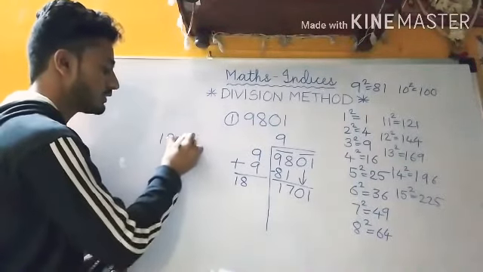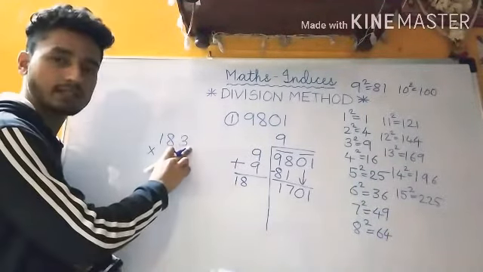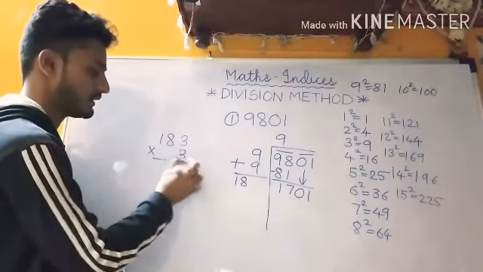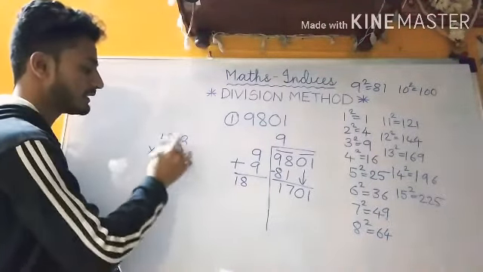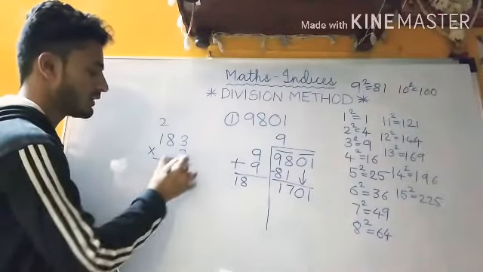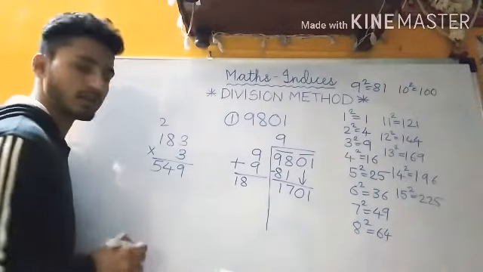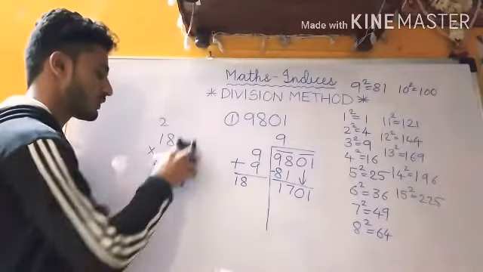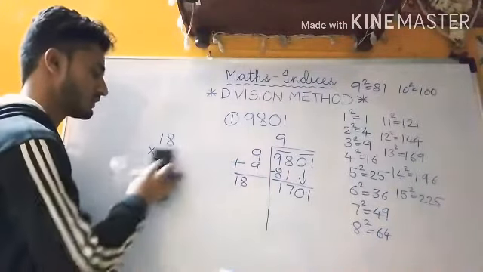Now I'll try for 3. Since I'm taking 3, I'm going to multiply it by 3 again. So 3 3s is 9, 3 8s is 24, 3 1s are 3 plus 2 is 5. So it's 549. Okay, so this is also not equal. So we'll go for another number.